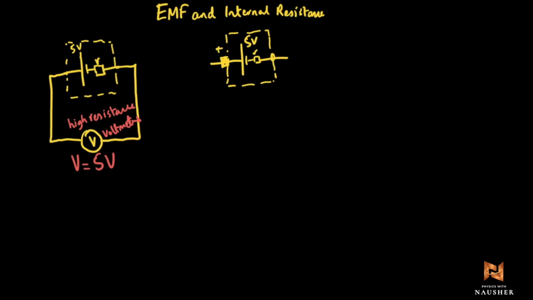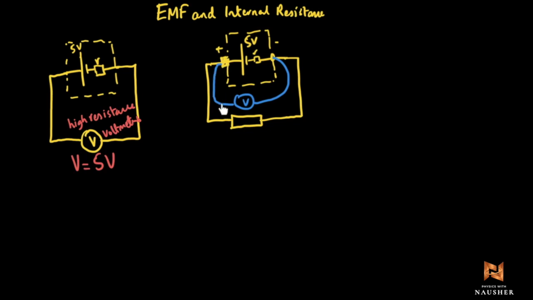So this is positive and this is negative. And now we connect a resistor in the circuit. Alright, and the voltmeter is still connected in parallel with the cell, just the way it was earlier.